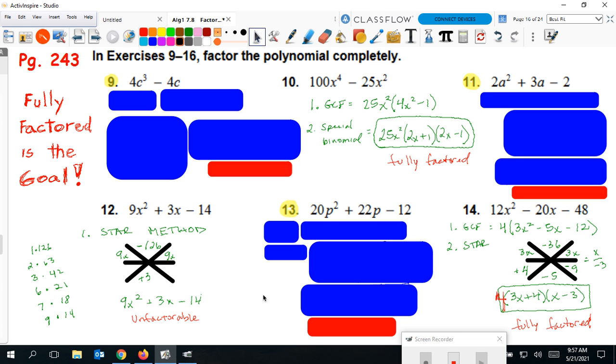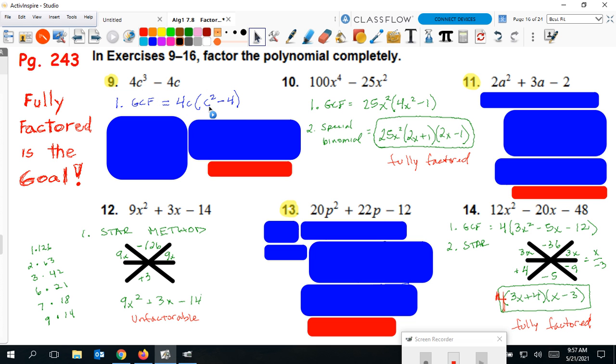All right, let's go ahead and check your answers. Hopefully you have 9, 11, and 13 all complete. Let's see if you did these correctly. Starting with number 9, we would start by factoring out the GCF. There's a 4 and a c. 4c comes out, and now you've got c squared minus 4.